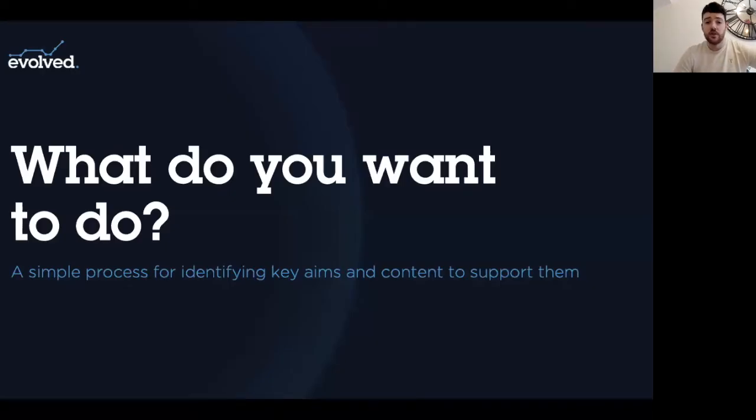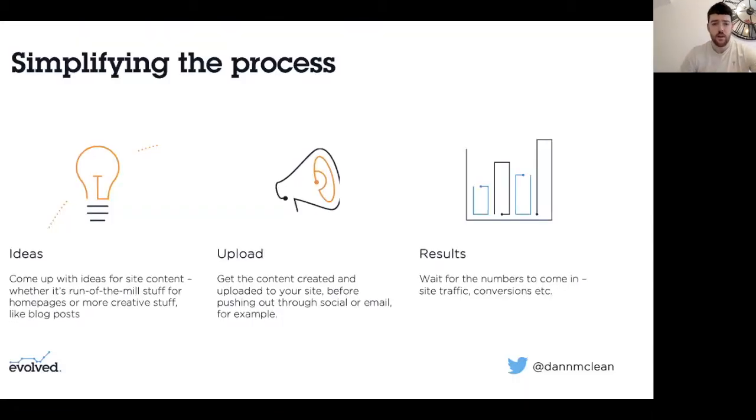Firstly, what do you want to do? This is going to go through the simple process of identifying those key aims that I mentioned and the types of content that's going to support them. So generally, all forms of content will sit within these three areas. You come up with the ideas, you get the content created and uploaded, and then you track the results, whether it's site conversions, site traffic, things like that. And normally it goes in that order. But I think a better approach is starting at the end. Think of what you want to do first and then work backwards. Think of the aims you're trying to achieve, what goals you're trying to get, and then go back from there.